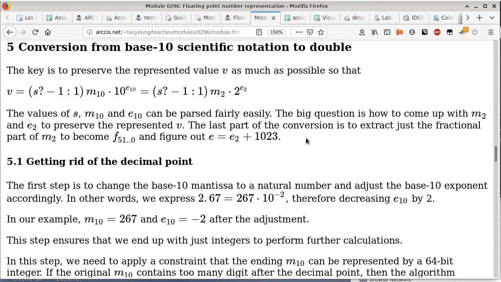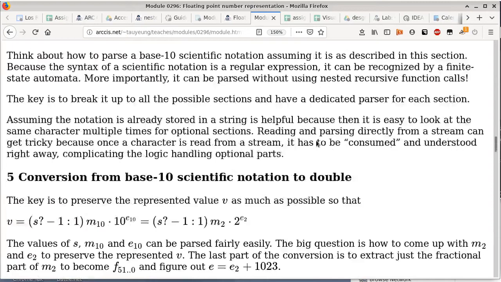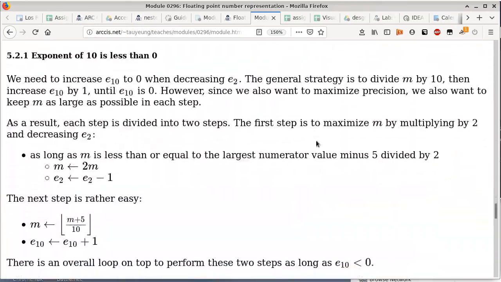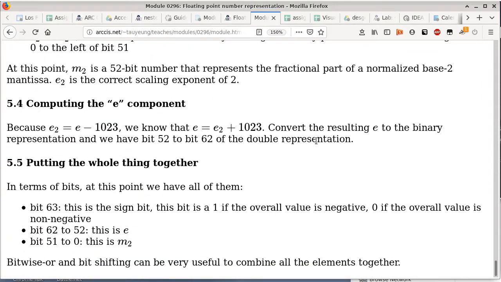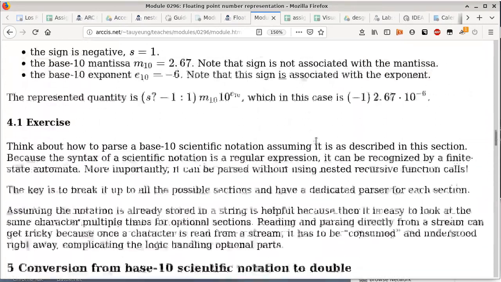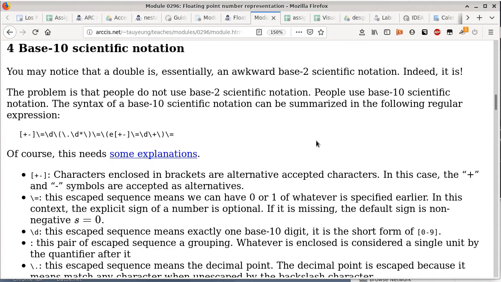Before we get here, I'm going to spend some time on the syntax. I apologize for all this scrolling, but let me see if I can find it. There we go. So we'll start with this portion here, section 4, base 10 scientific notation. And we'll start with this description of a base 10 scientific notation that is normalized.